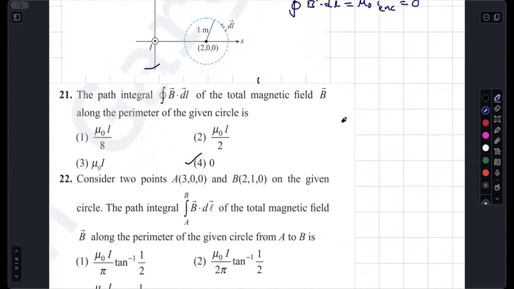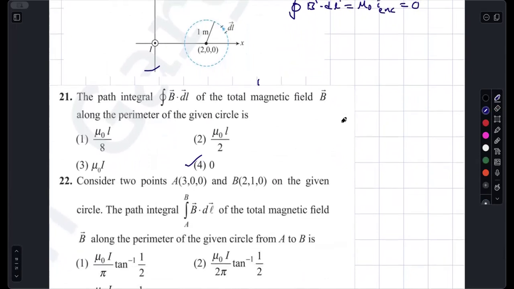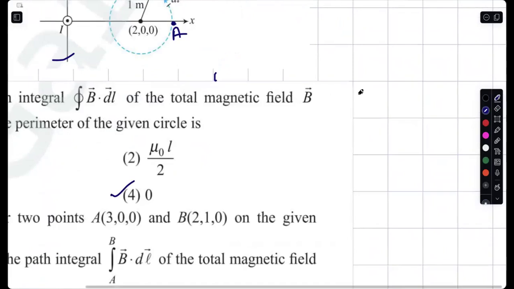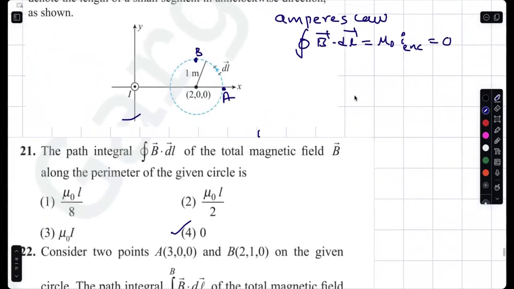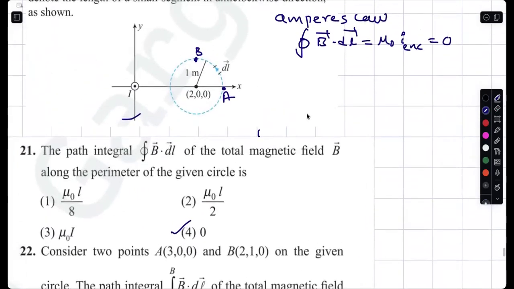Next, consider 2 points, A (3, 0, 0). That is this point. Right, this is A. B (2, 1, 0), which means this point. B. You want integral A to B, right? Okay, no issues. Don't say 0 for this. Wrong. Right, because it is not a full circle.